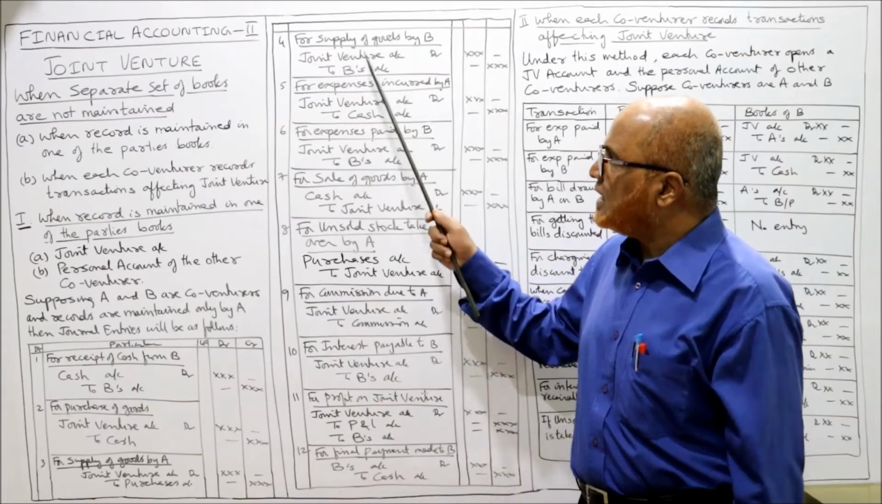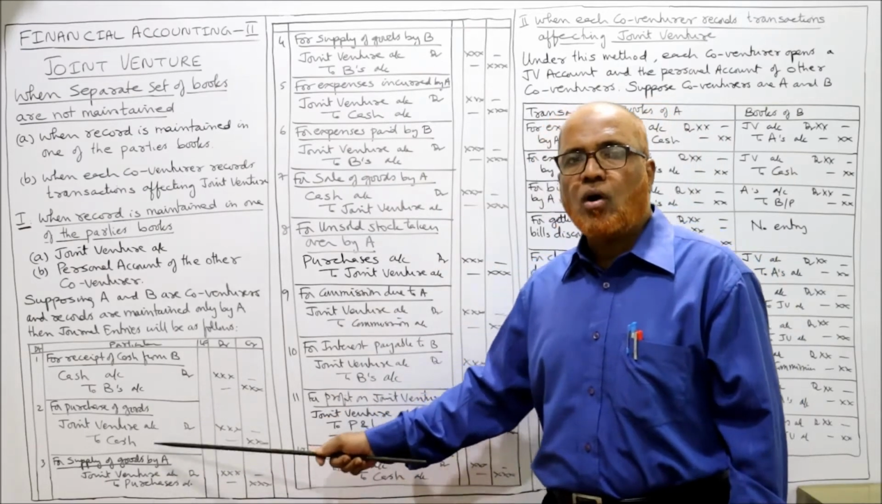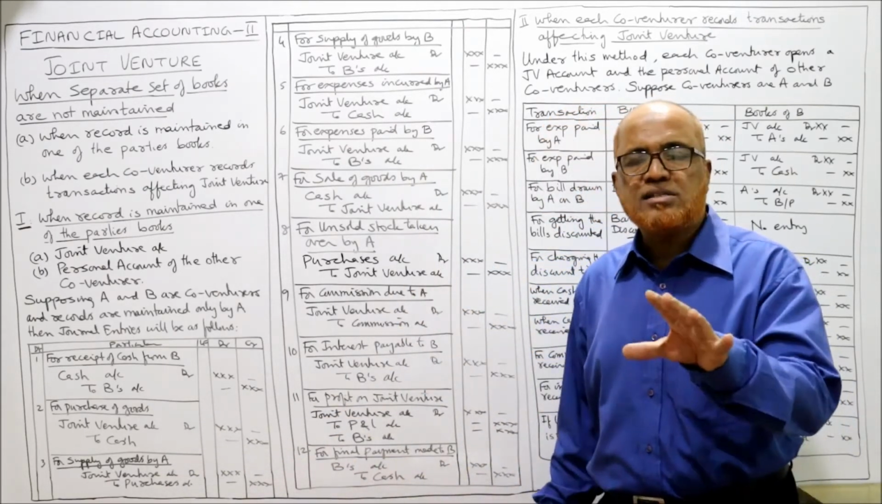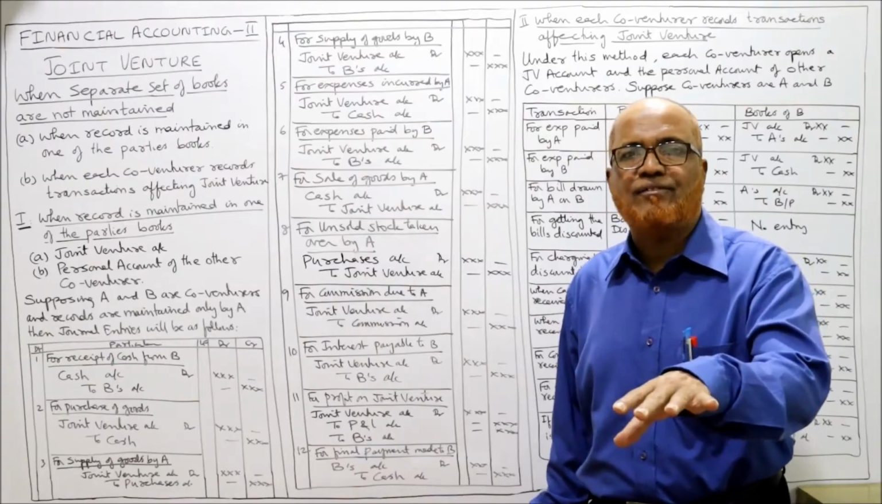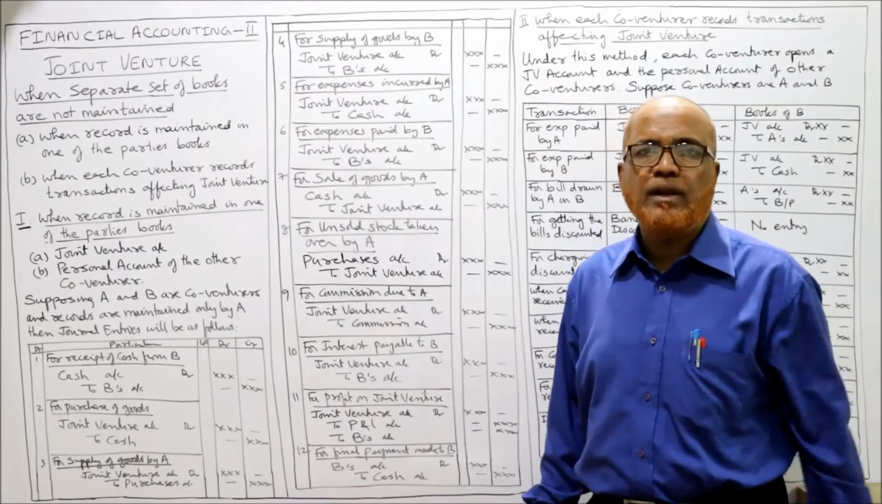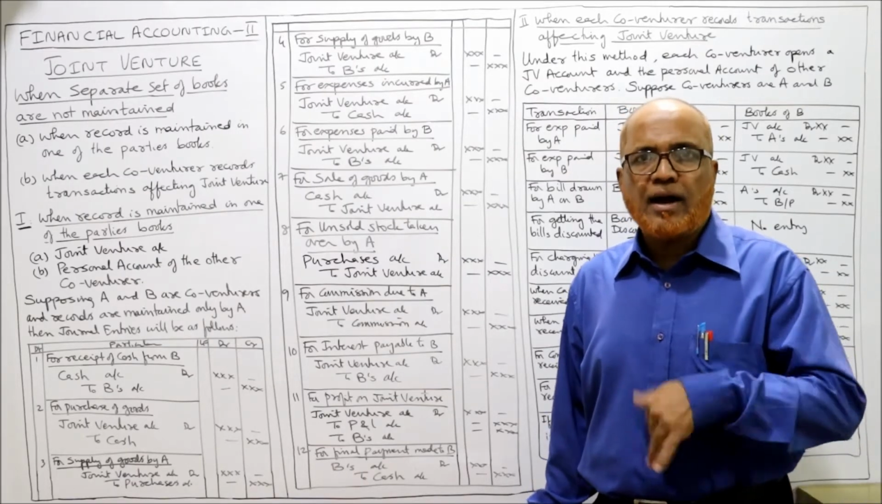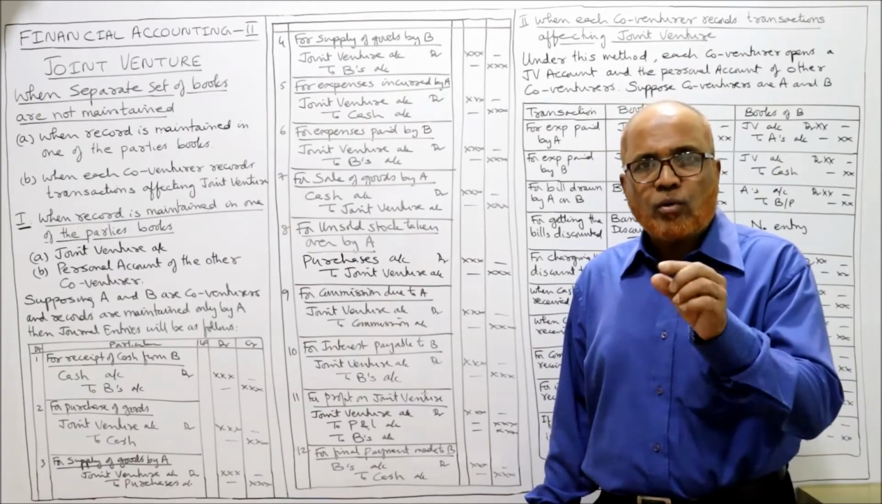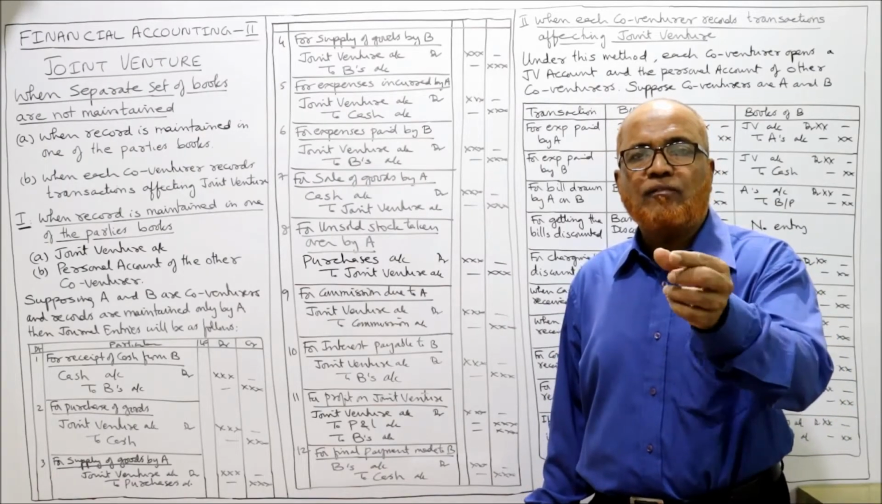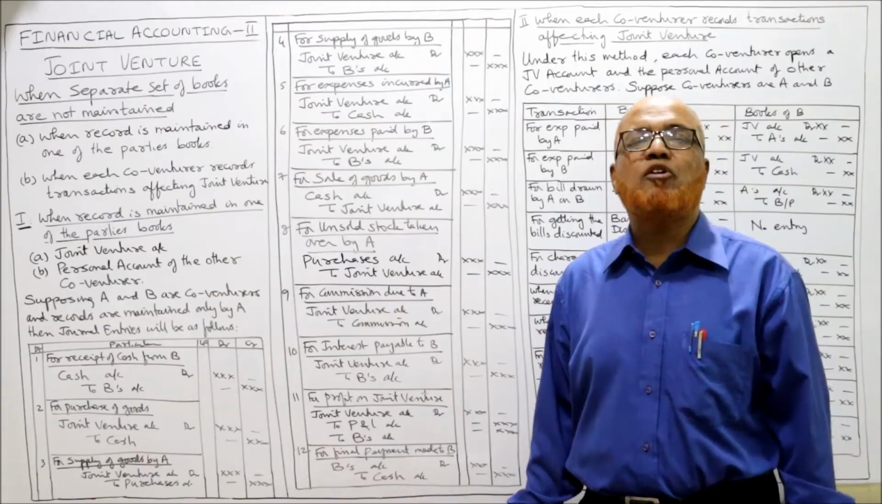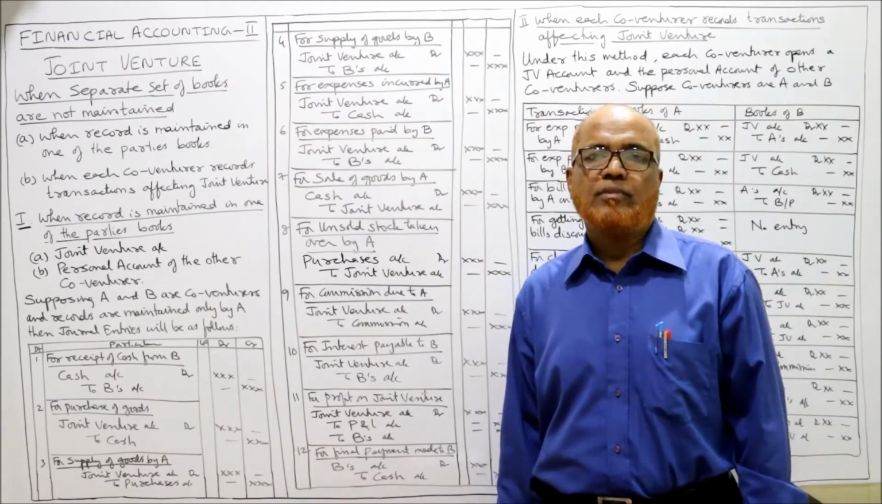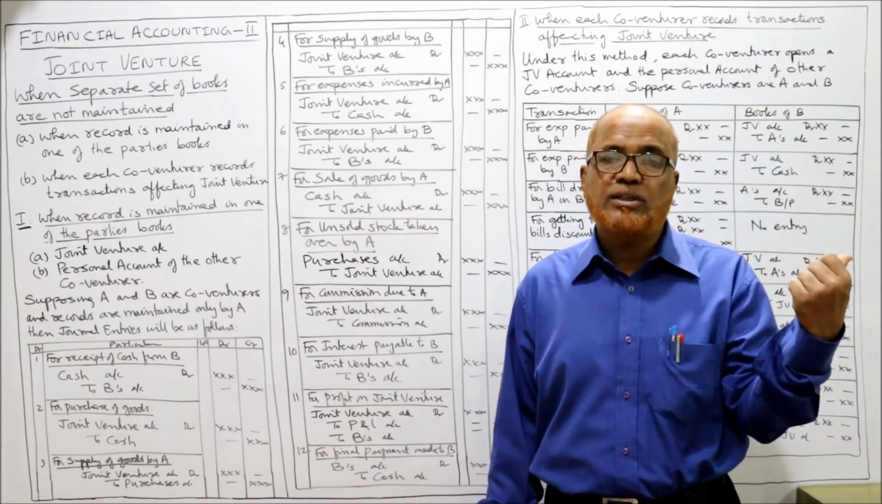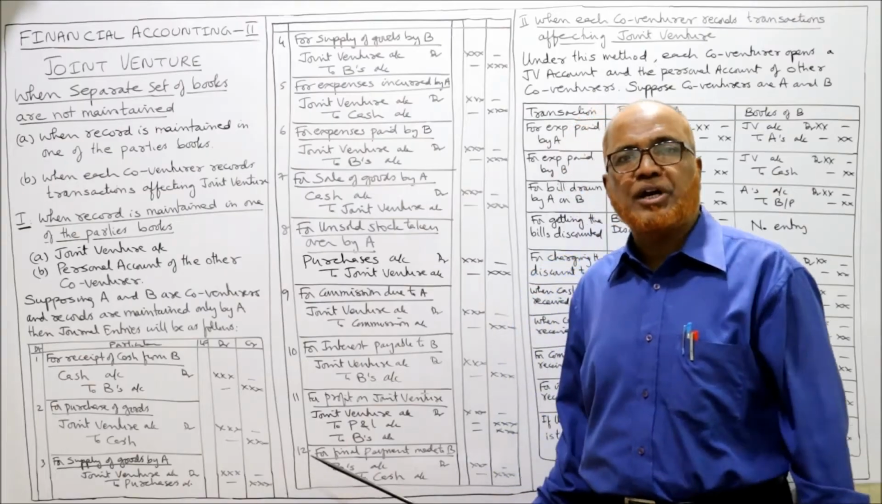See here, there is no A's account I have prepared because all the records are maintained by A himself. So A's account he will not open. I do not open an account of myself. So the profit coming to me, I will transfer to profit and loss account, and the share of profit to be given to B, we will create in B's account.